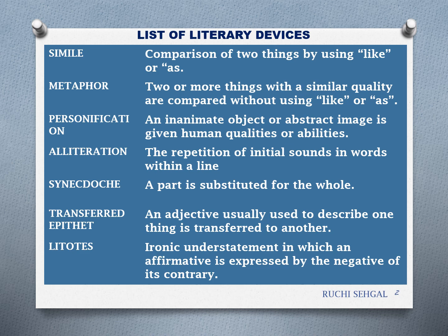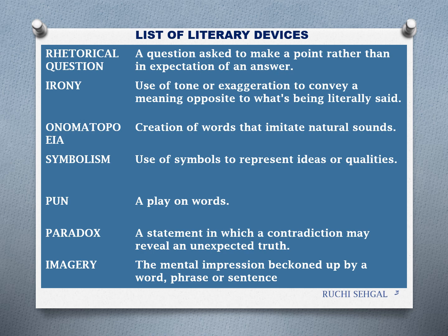Litotes is an ironic statement in which an affirmative is expressed by the negative of its contrary. Example, you are not the worst. Again, this is from the chapter last lesson. Next is rhetorical question, a question asked to make a point rather than in expectation of an answer. So ideal example for this would be, will they not make them sing in German, even the pigeons, from your chapter last lesson.